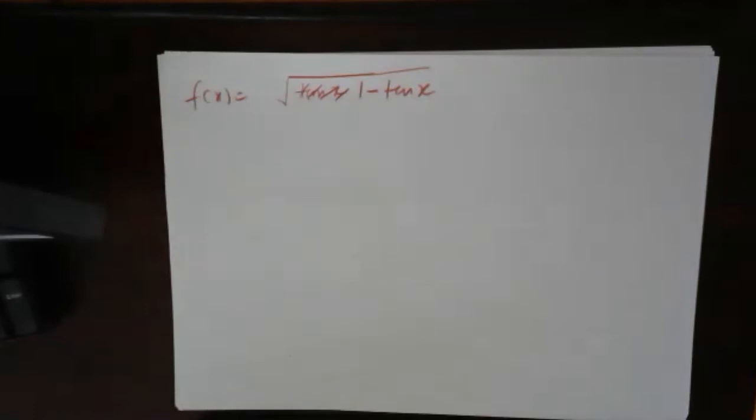n pi minus pi by 4, n pi plus pi by 4. Okay, let's see. I think something is wrong in the lower limit. Is something wrong in the lower limit? Just check.